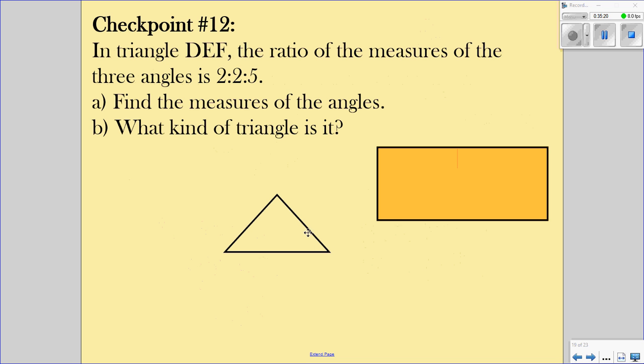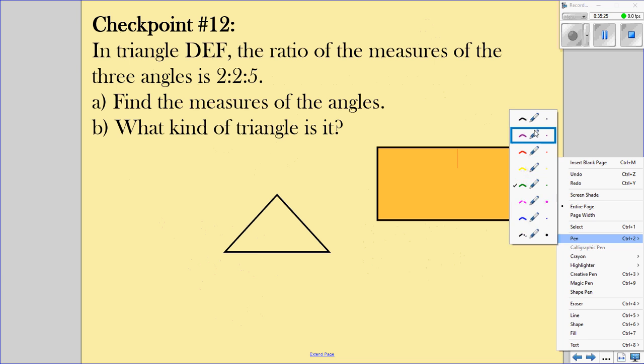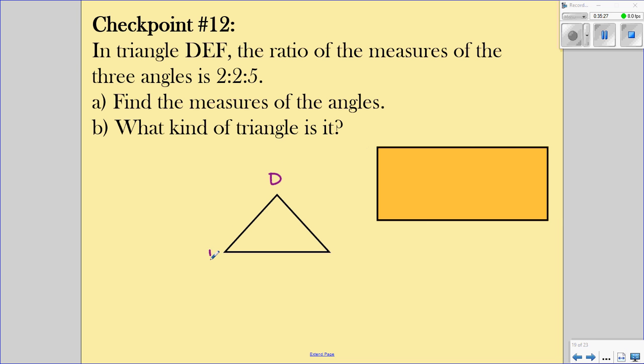Alright, next one. Got the triangle here. So in triangle DEF, I'm going to label that. So this is DEF. The ratio of the measures of the three angles is 2 to 2 to 5. Find the measures of the angles.